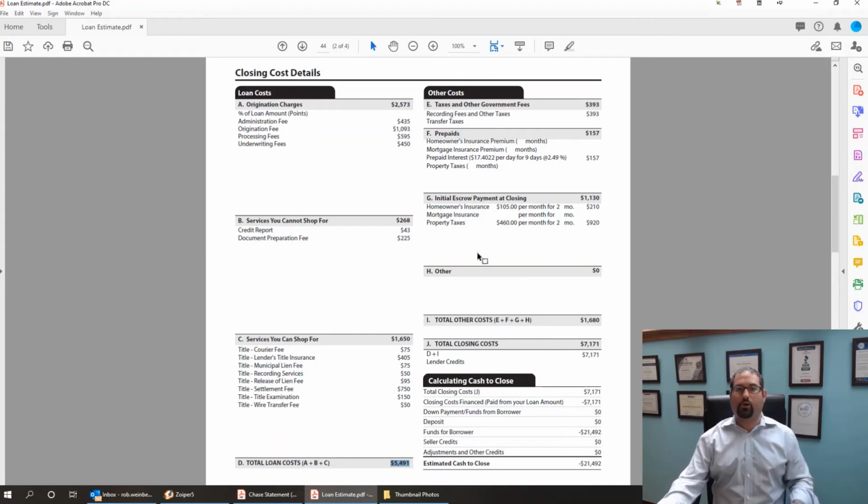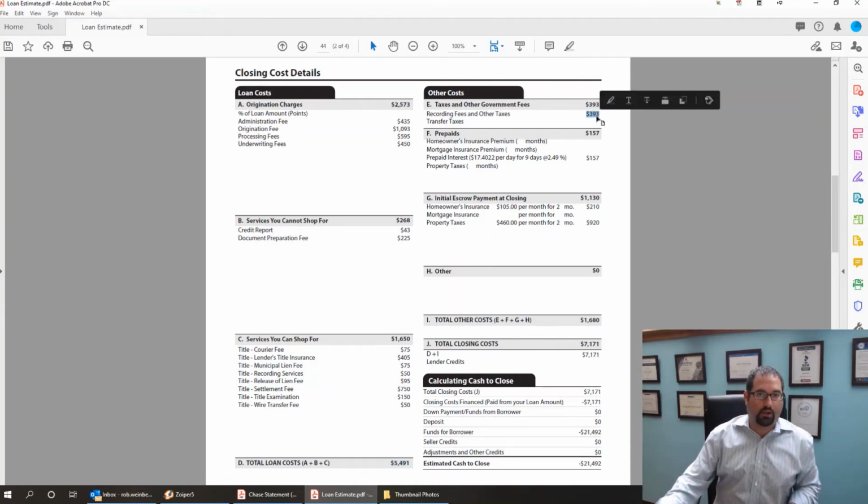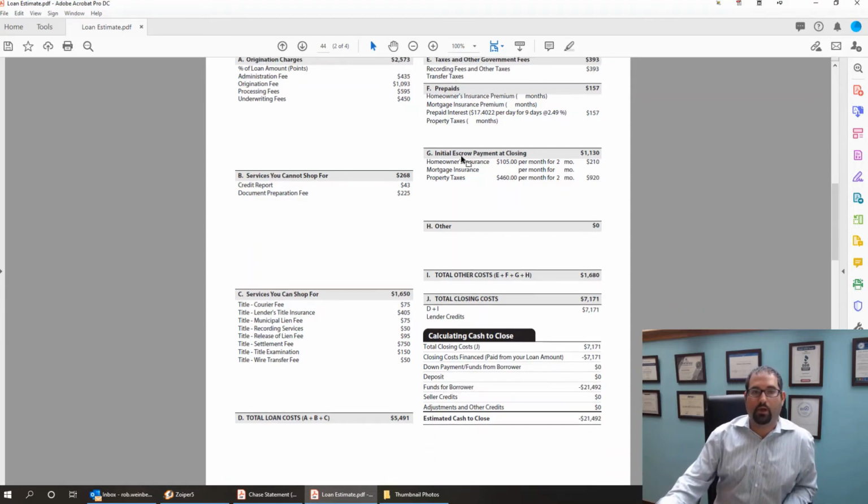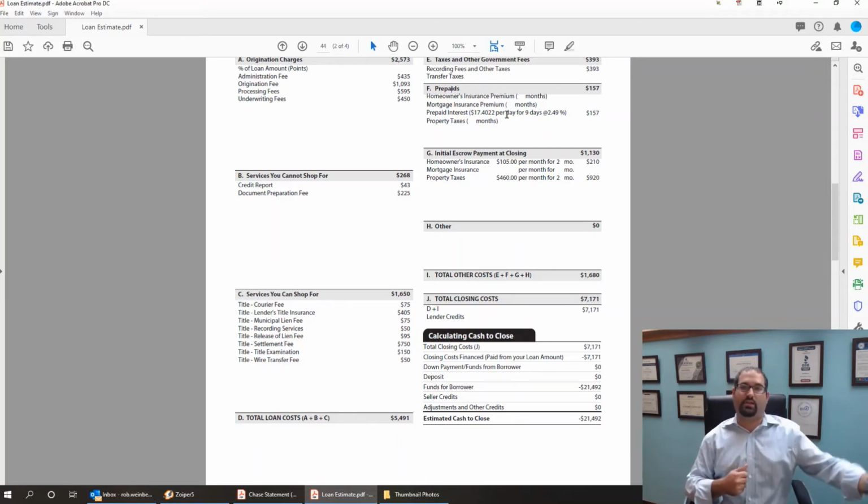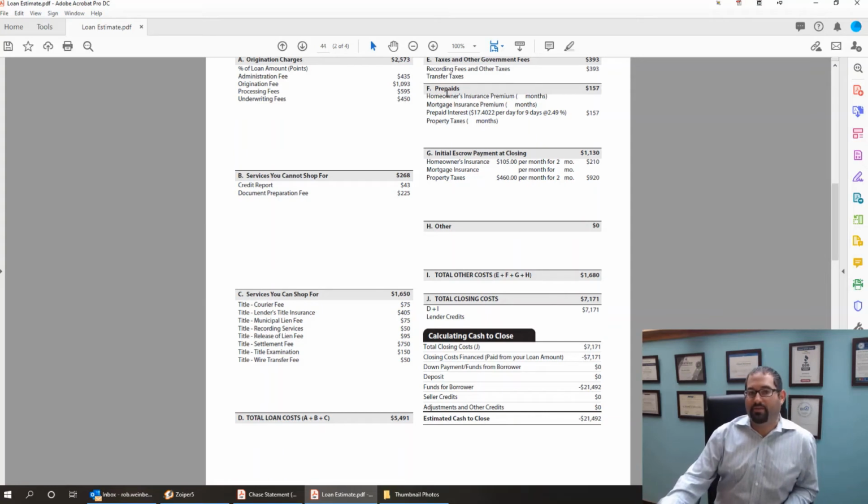On the right-hand side, these are costs that pretty much no matter what lender you use, everybody's going to be the same on these costs. These are your recording fees, okay, from the town or city to record mortgages and different things that have to be recorded onto the title with the town. Transfer taxes. If you're in a state that charges transfer tax, this is where it's going to show up. The prepaids are going to be prepaid interest from the day you close until the end of the month that you're closing in. And then if you're paying a homeowner's insurance premium, mortgage insurance premium, or a property tax installment, that's going to show up in this section F here, okay?